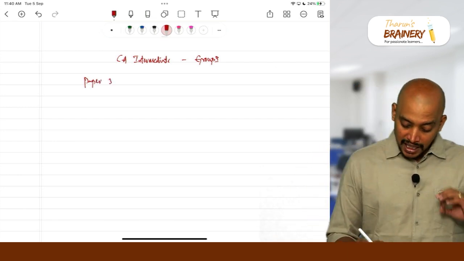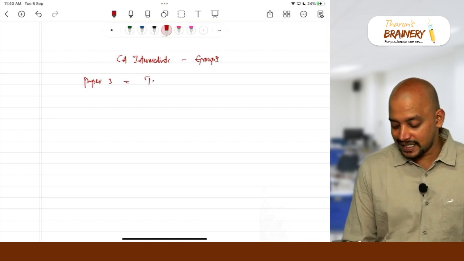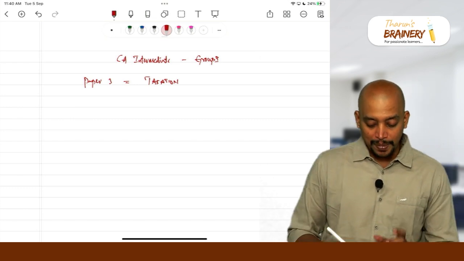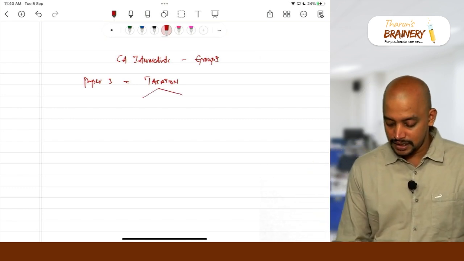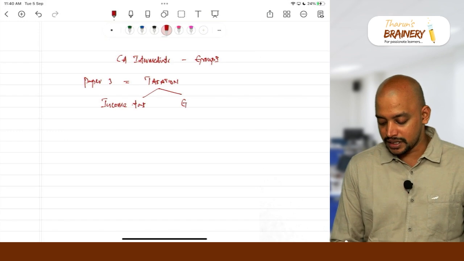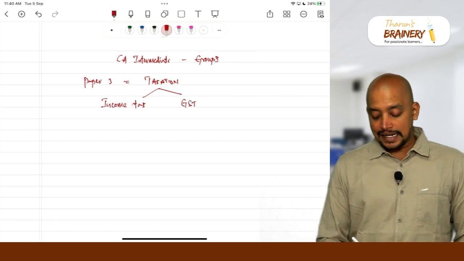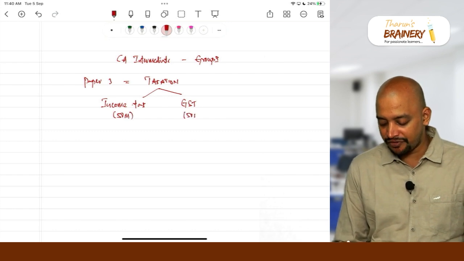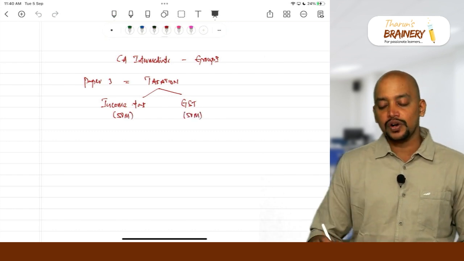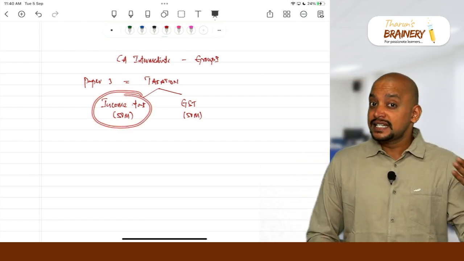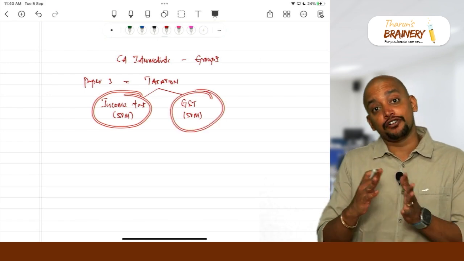So this paper 3 has taxation, and in this taxation there are 2 parts: income tax and GST. Income tax is for 50 marks and GST is for 50 marks, but in the past it was not like that. Income tax was for 60 marks and GST was for 40 marks.